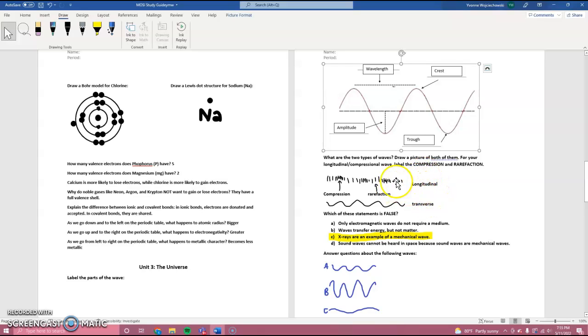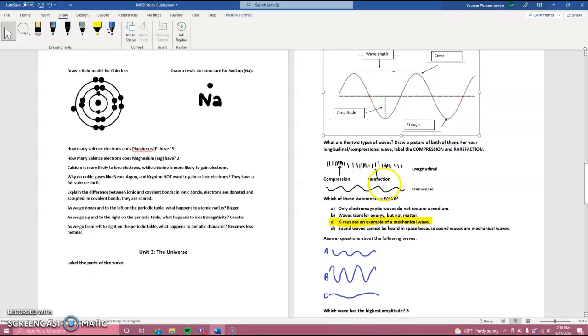Okay. What are the 2 types of waves? Transverse and longitudinal. I drew pictures of both of them here. Here is our longitudinal wave, our compressional wave. The compression is where the lines or dots or whatever are compressed. The rarefaction is the more spread out part.